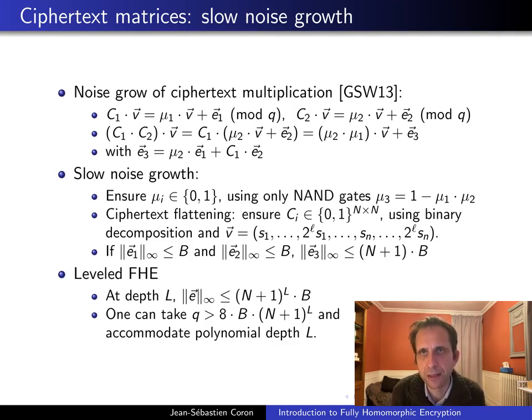So this means that we can accommodate a depth which is polynomial. So instead of having a noise that grows exponentially with the depth, the noise grows only linearly. The size of the noise grows only linearly with L. So this means that, as previously, we obtain a leveled fully homomorphic encryption scheme.